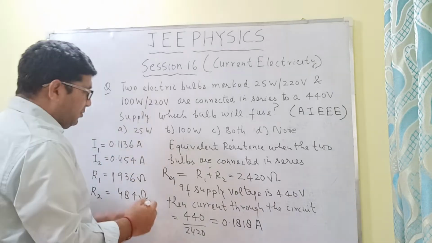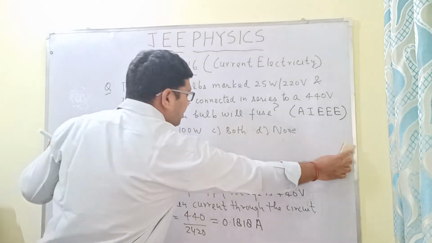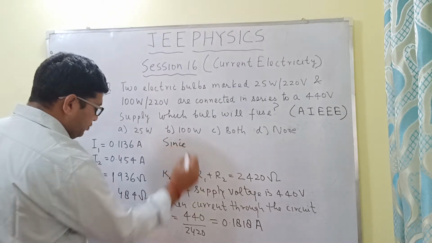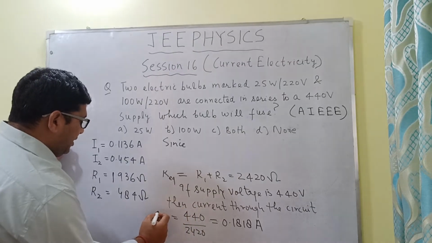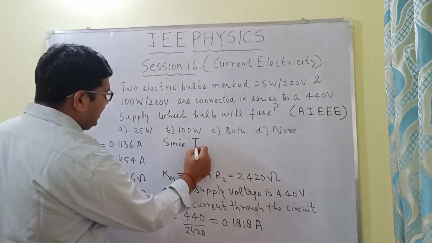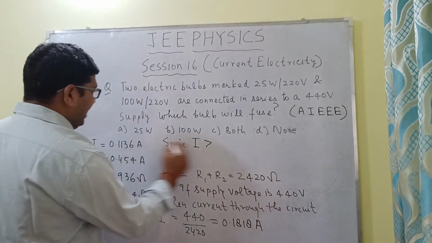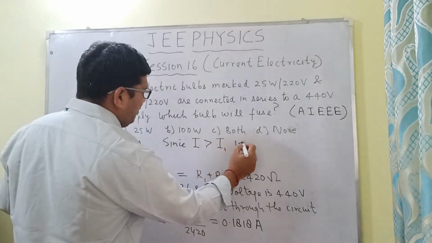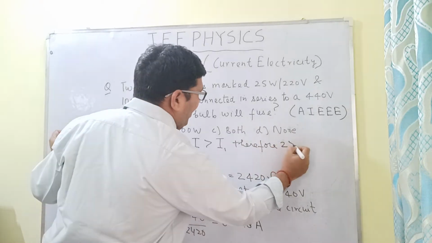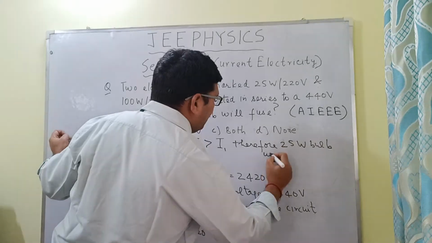So since इसको हम ले लेते हैं, let us say this is the current I. Since I is greater than I1, therefore the 25 watt bulb will fuse.